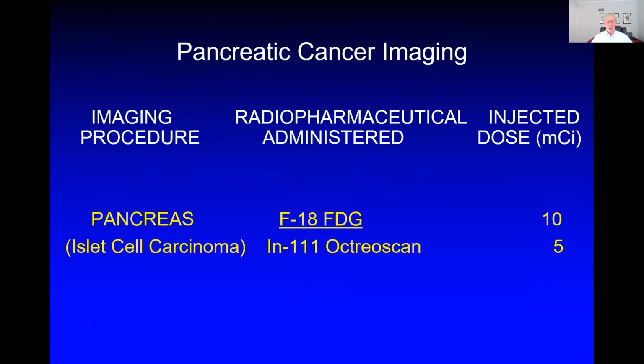Next is pancreatic cancer. The only thing we really have diagnostic for pancreatic cancer today is FDG. Yes, we also have Icreoscan, but this is only good for islet cell carcinoma, and FDG will find any kind of pancreatic cancer. We typically give 10 to 15 millicuries. Actually, today, we'd be more likely to give 13 to 15 millicuries than 10.